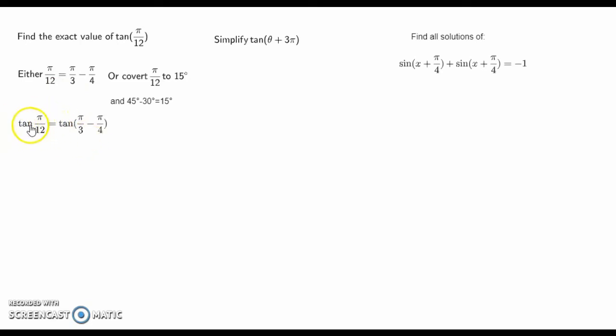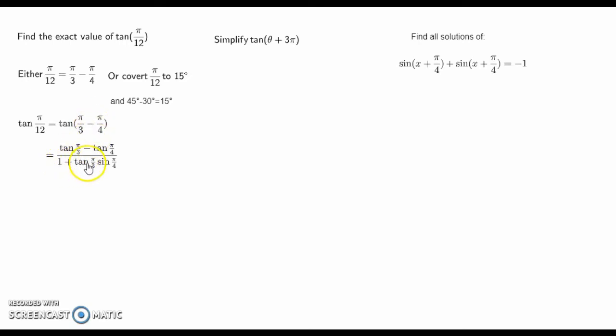So tangent of pi twelfths, we set up our equation, is equal to the tangent of pi thirds minus pi fourths. I'm using radians here because we started in radians, but you don't have to. You could convert this to degrees. They're equivalent statements. So then we're going to use our formula, where it is tangent of the first minus tangent of the second. Because this is a subtraction on top, the bottom is addition. So the same sign on top and the opposite sign on the bottom for tangent.